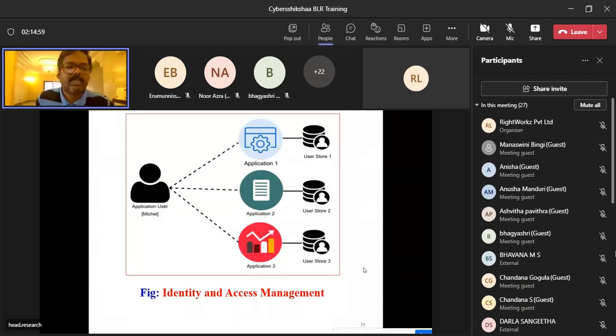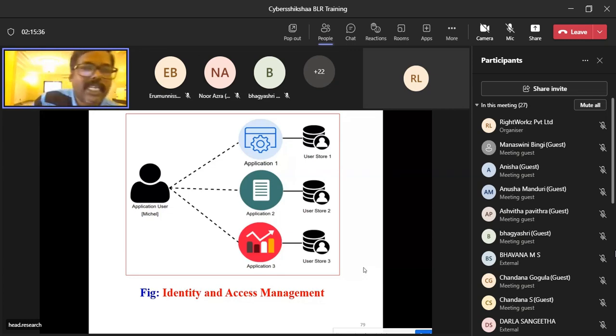See here, the application user is an end user, a peer. So application 1, application 2, application 3. Three different applications are accessing from the data center. That is called user store 1, store 2 and store 3. From the three different applications you are using, we are identifying who he is, what his credentials are, what his identity is, and how we can recognize whether you are a valid user or not. That comes under identity and access management.